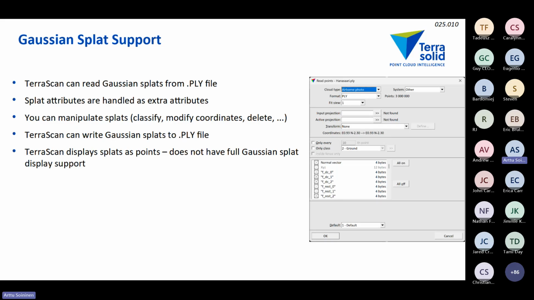We can manipulate the point cloud, such as classify, modify coordinates, delete some points, and then we can save the resulting point cloud into a PLY file, or we can save to an LAS or an LAZ or a fast binary. All of those 4 file formats support extra attributes and thereby support Gaussian Splats. TerraScan displays splats as points. It doesn't have a full Gaussian splat display engine in it.